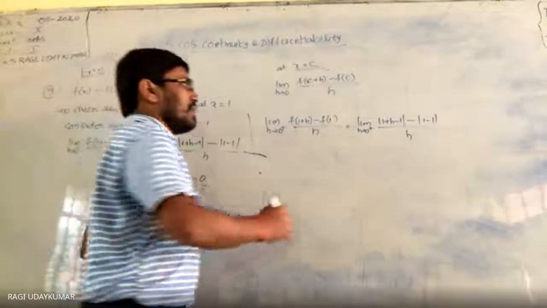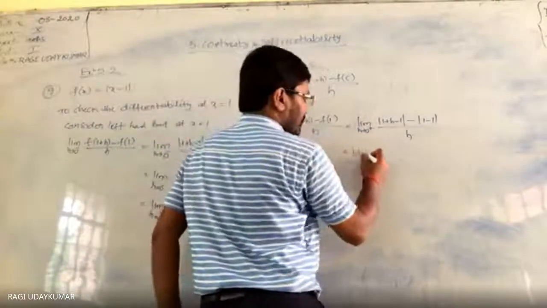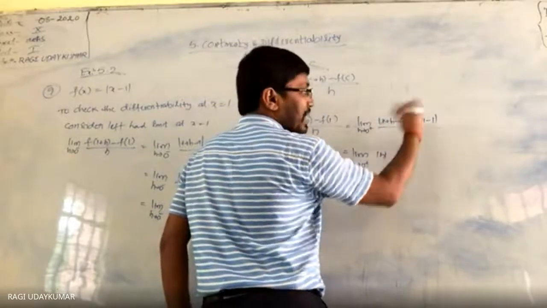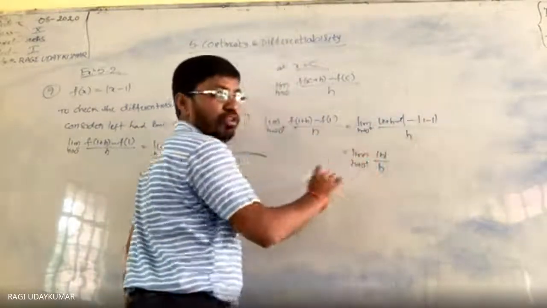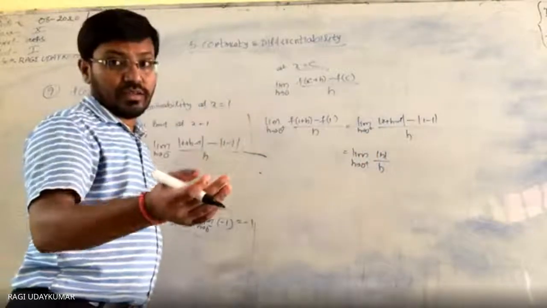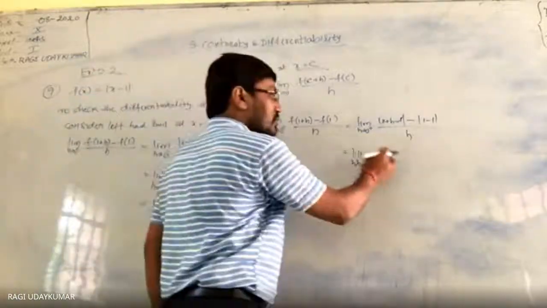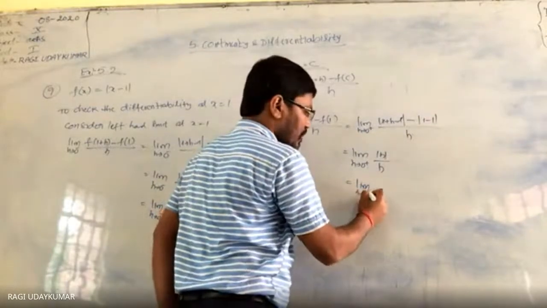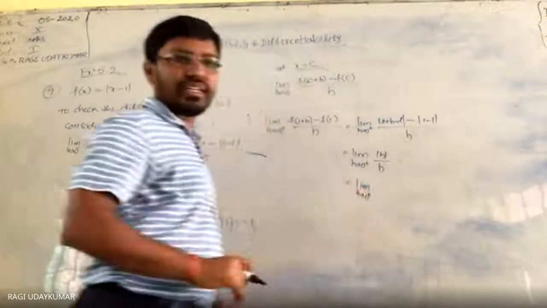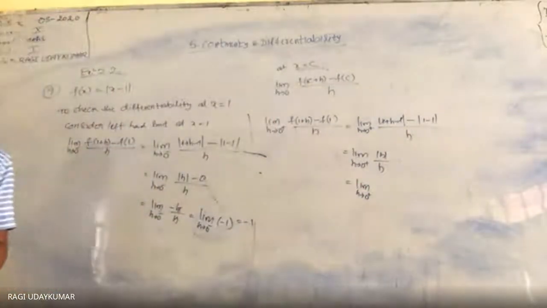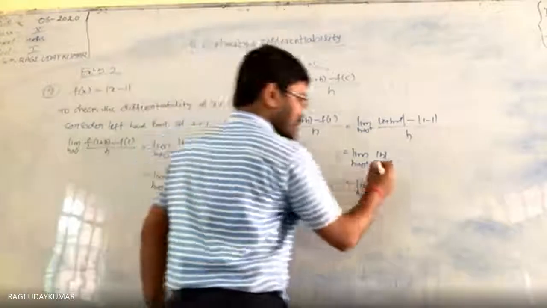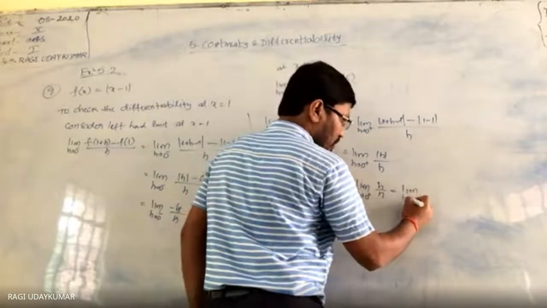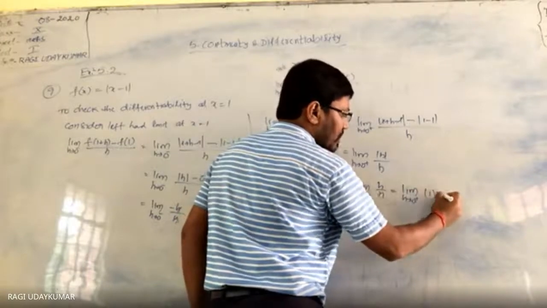Okay, so now what do you write here? Limit h tends to 0 plus, mod h minus 0 by h. As h tends to 0 plus, h is positive, so this becomes h by h. Limit h tends to 0 plus of h by h, what do you get here? You are going to get 1. So limit h tends to 0 plus of 1 is equal to 1.